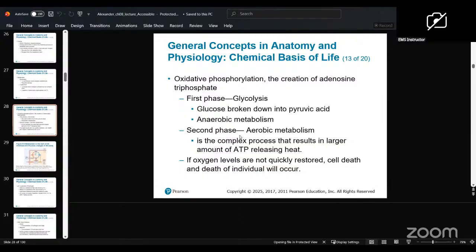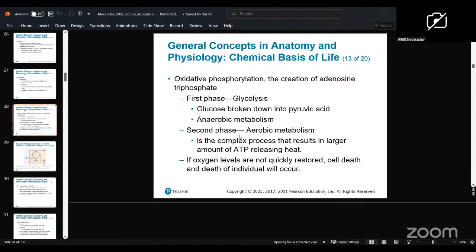So our first phase is our glycolysis. This is where the glucose is broken down into pyruvic acid, and our body uses an anaerobic metabolism. This is with oxygen. This is the front line of how our body likes to operate. So we like to use oxygen and glucose. So our glucose is broken down into the pyruvic acid, and our anaerobic metabolism helps process all of this.